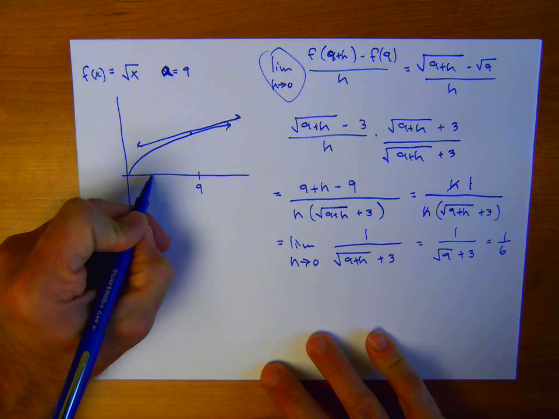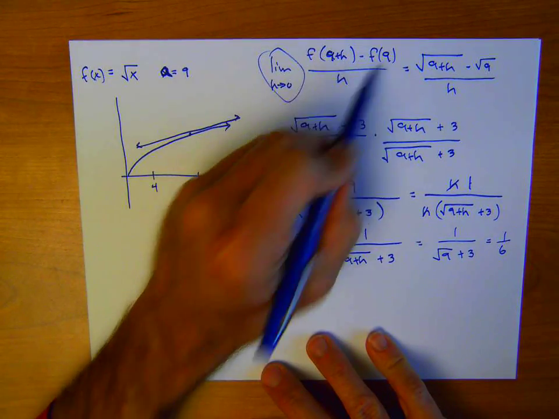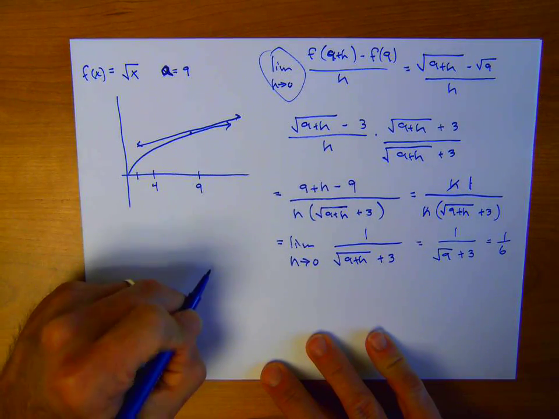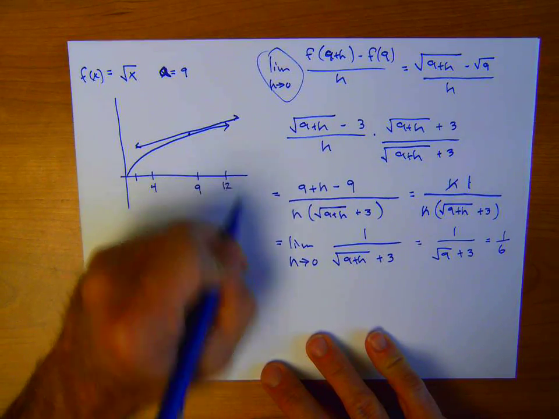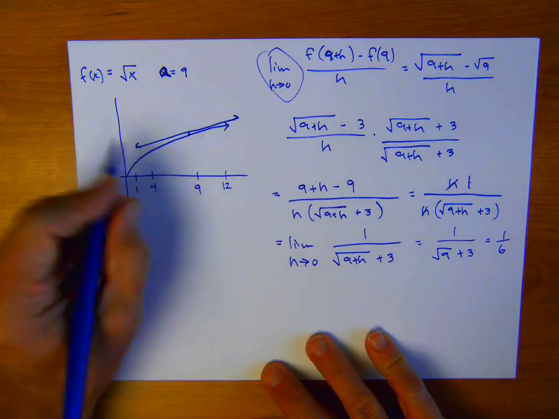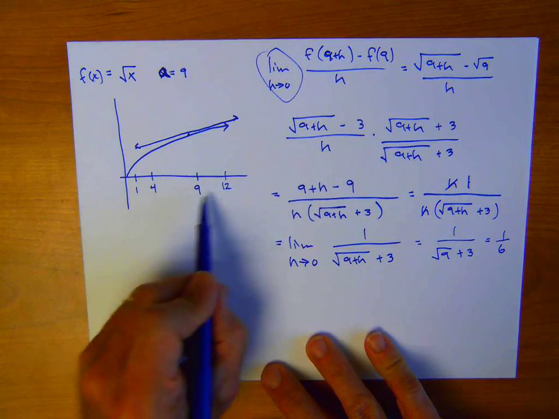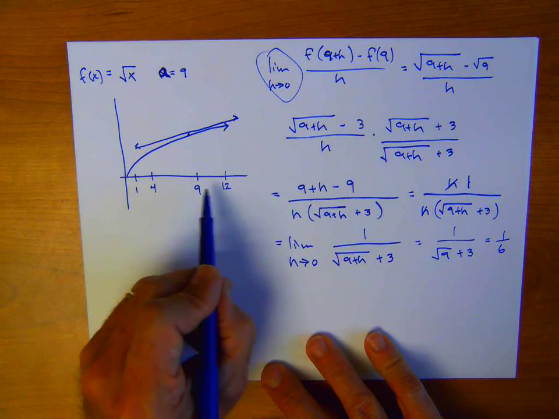If I wanted to do it at 4, I'd have to do this all over again, and I'd have to change the 9 to a 4. Or if I wanted to do it at 1, or at, I don't know, 12. That wouldn't work out so nicely because 12 is not a perfect square. But anyway, you get the idea. Every time I want to find the slope of a tangent line at a specific point, these are examples of a, because they're at a specific point.